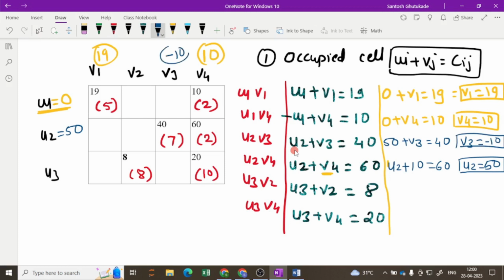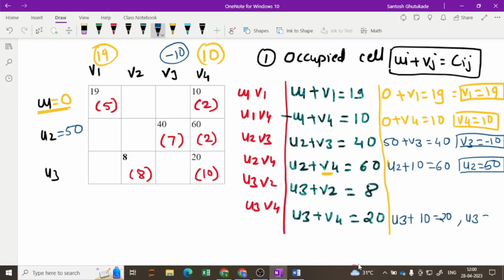So I will use v3 is equal to minus 10. Now we know that u2 is there, v3 is there. So v4, we know, is 10. So I will put v4 in the last equation. So here it will become u3 plus v4 value, which is 10, is equal to 20.